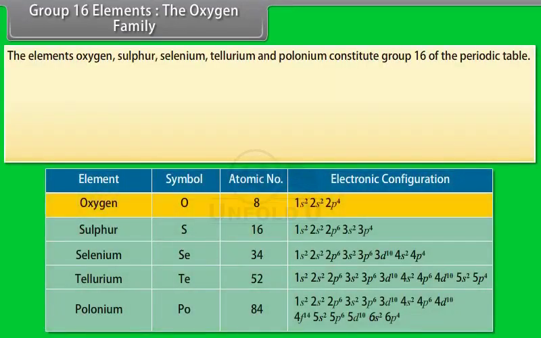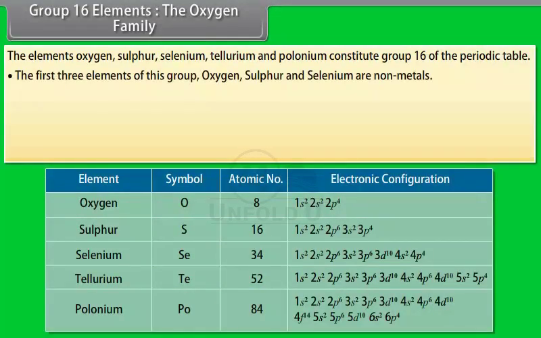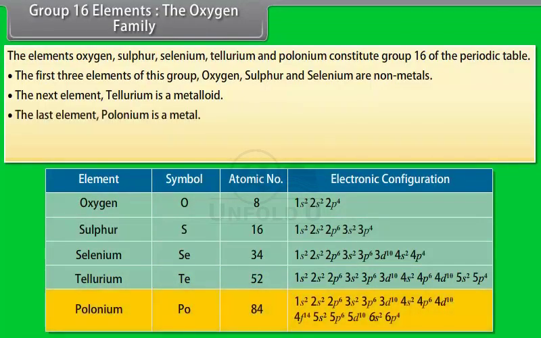The elements oxygen, sulfur, selenium, tellurium and polonium constitute group 16 of the periodic table. The first three elements of this group, oxygen, sulfur and selenium, are non-metals. The next element, tellurium, is a metalloid. The last element, polonium, is a metal.